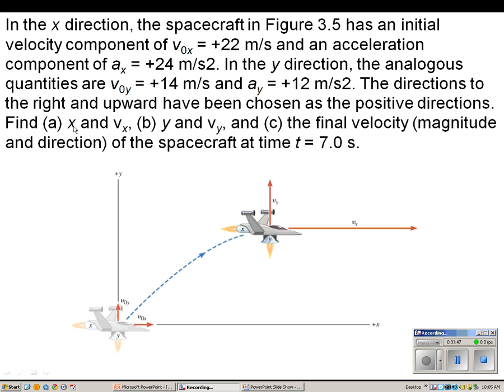What we want to do is find the displacement in the x direction and the final velocity in the x direction, part A, and then part B says to find the displacement in the y direction and the velocity in the y direction, and we're going to do this at a time after that occurs for 7 seconds. And then finally, we want to find the final velocity, magnitude and direction of that spacecraft, and again, that's after 7 seconds.